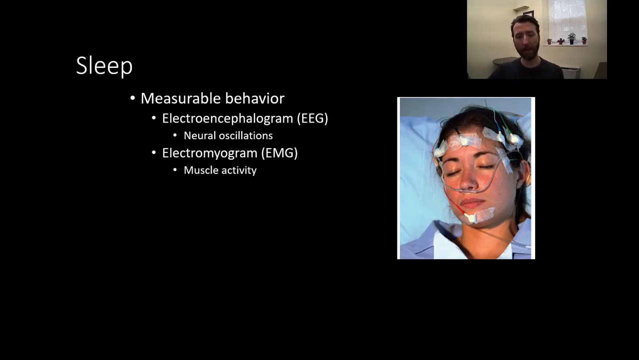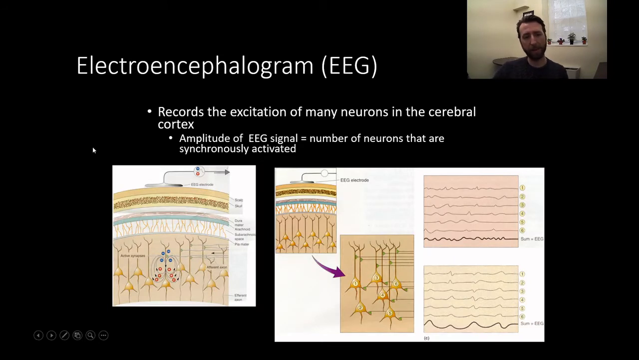Electromyogram, or EMG, can measure muscle activity. We'll talk a bit more later on about how muscle tone changes throughout sleep. So muscle tone can be a valuable piece of information as to what stage of sleep someone is in. Electrooculogram is EOG. It's what it sounds like. It measures eye movements.